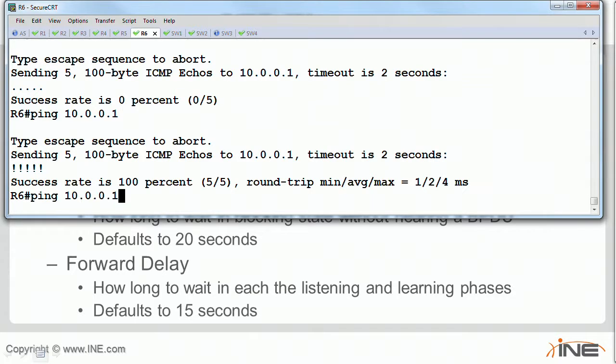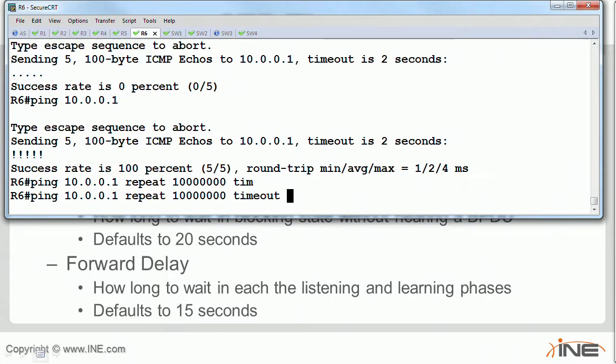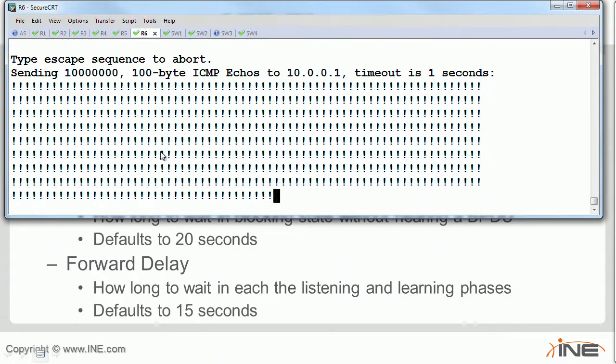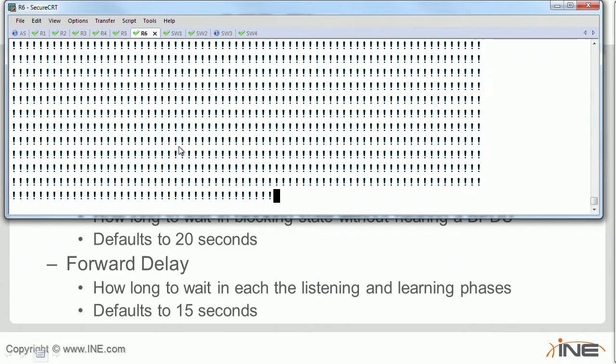If we were to test this, let's say we go to router 6 and do a ping to router 1 with a timeout of 1 second. Every time we see a dot for one packet lost, it would be 1 second of convergence time.